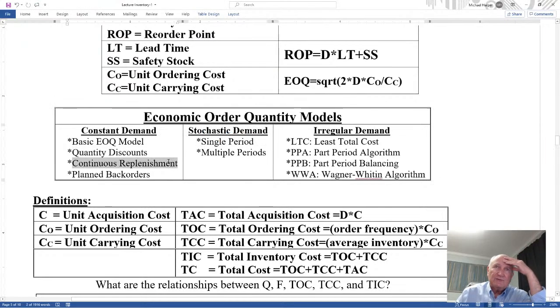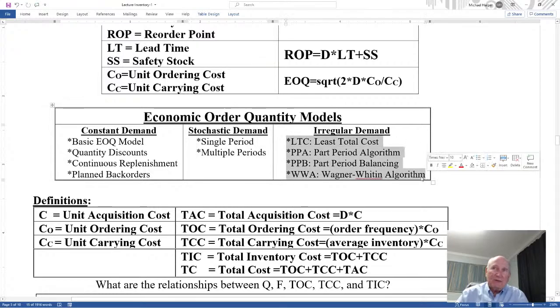Now there's continuous replenishment and planned back orders. That's for constant demand. Then you have stochastic demand. We'll do this next week. I just have single period and multiple periods. We'll be doing single period and multiple periods next week, and the multiple periods are going to be continuous review and periodic review. Or you have irregular demand: least total cost, PPA, PPB, and the Wagner-Whitin algorithm.